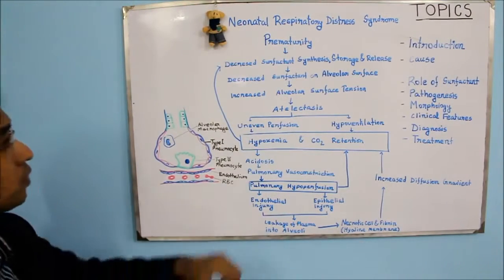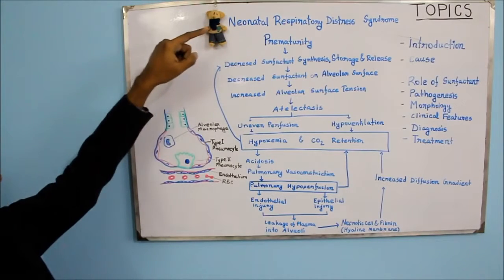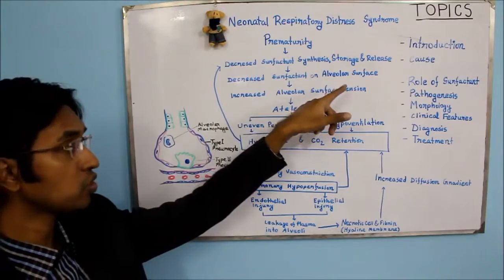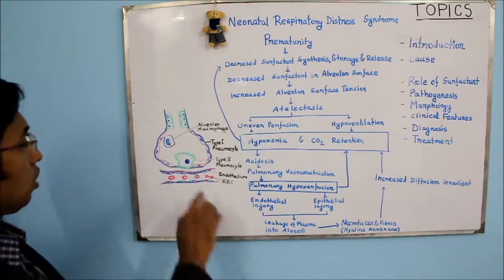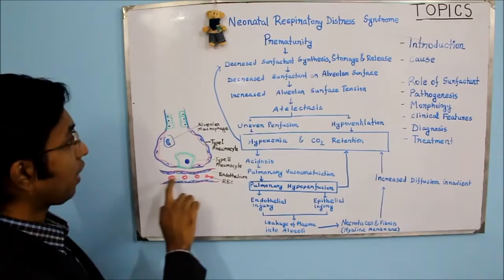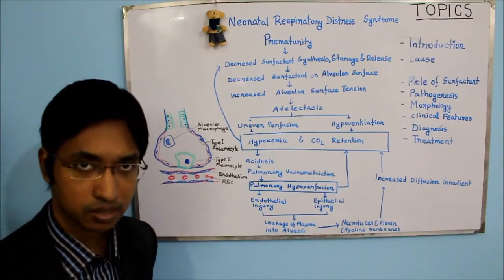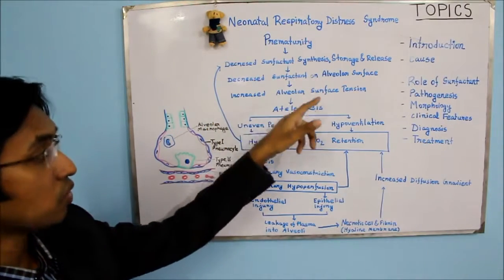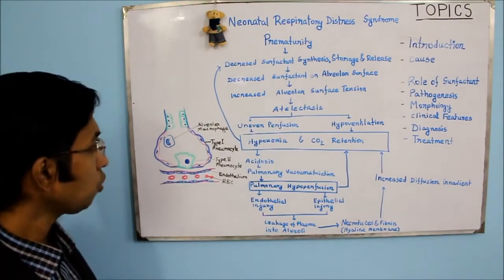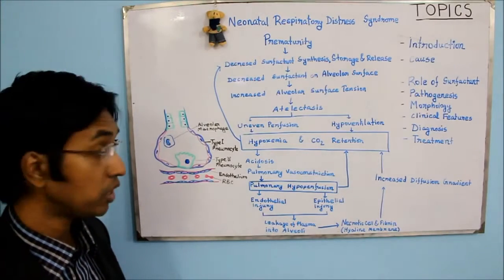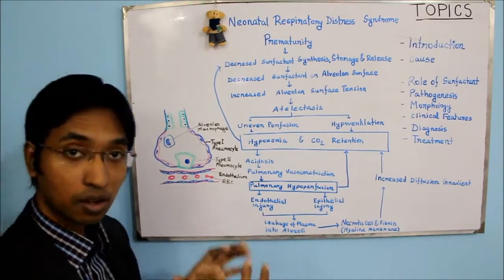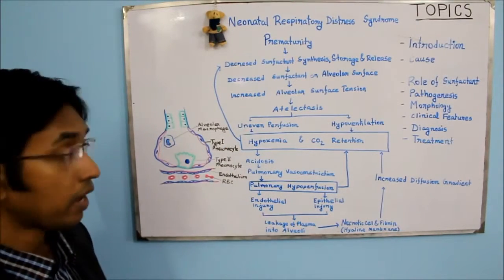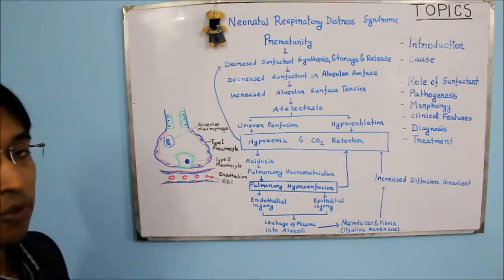So you can see that first there was prematurity that led to decreased surfactant synthesis, storage and release, and therefore on the surface of the alveoli we are having less surfactant, and that will result in increased alveolar surface tension, and so at the end of every expiration the alveoli will collapse, and collapse of the lung alveoli is denoted here as atelectasis, that is the collapse of lungs.